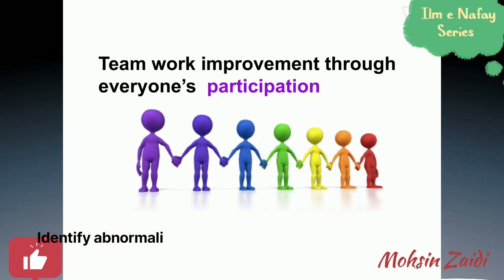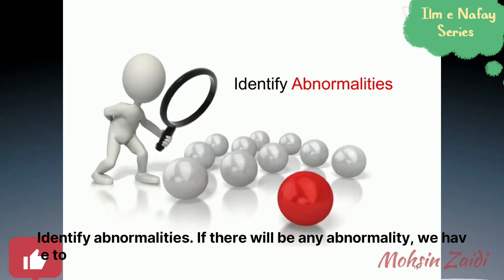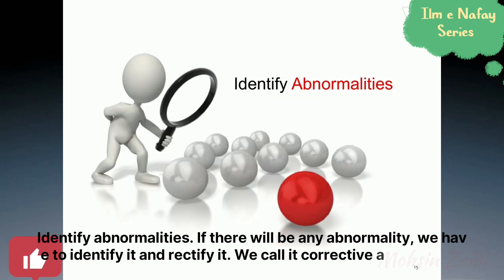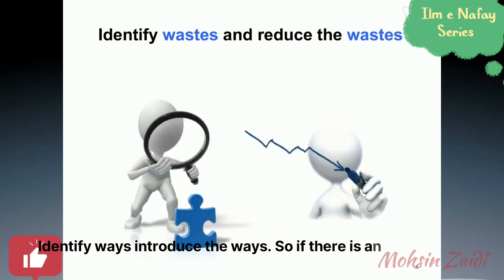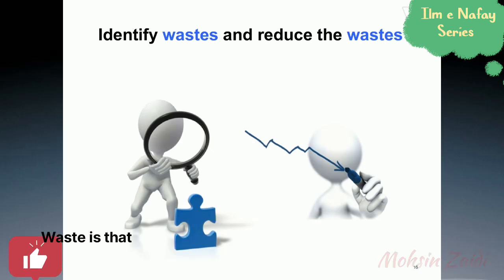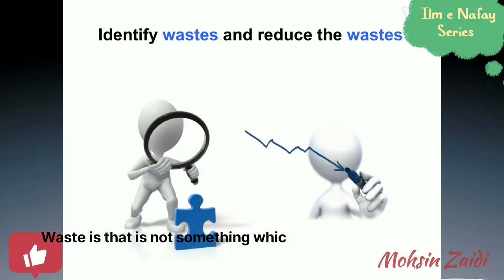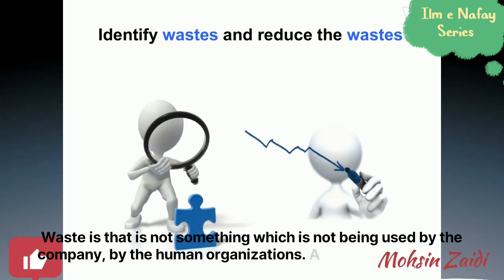And identify abnormalities. Obviously, if there is any abnormality, we have to identify it and rectify it. We call it corrective action, preventive action. Identify waste and reduce the waste. So what do we call waste? Waste is something which is not being used by the company, by the humans, by the organizations, and we call it waste.